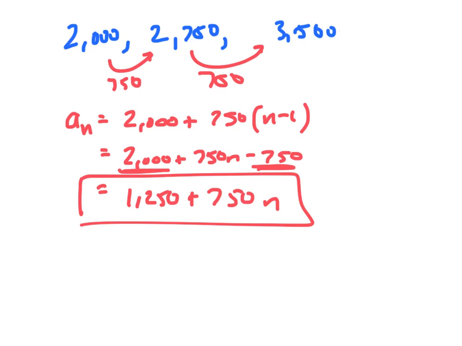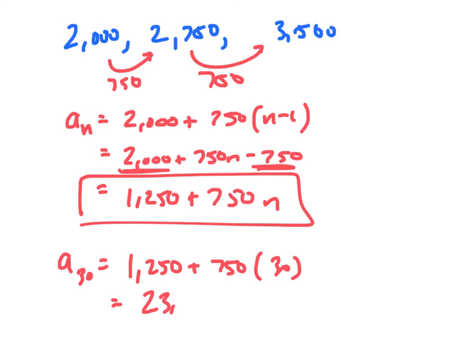Now, if it wants to know how many there would be in the 30th year, I'm just going to plug in 30 for n. So a sub 30 would be 1,250 plus 750 times 30. When I enter this in the calculator, I get 23,750 people. So that would be the amount of people in the 30th year of the festival.